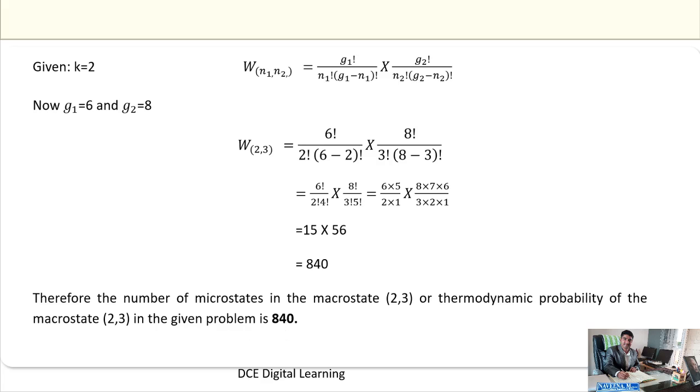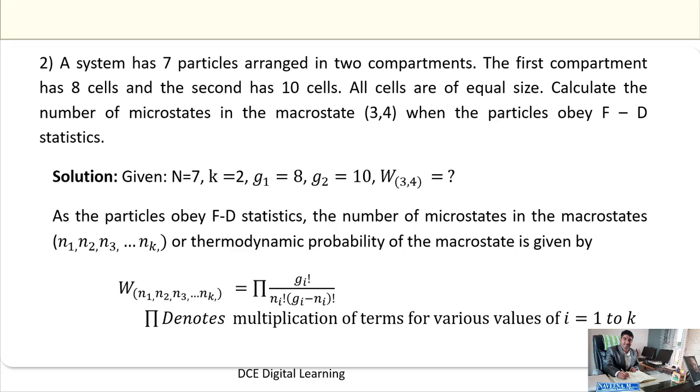Let's move on to the second problem. A system has 7 particles arranged in 2 compartments. The first compartment has 8 cells and the second has 10 cells. All cells are of equal size. Calculate the number of microstates in the macrostate 3, 4 when the particles obey Fermi-Dirac statistics.